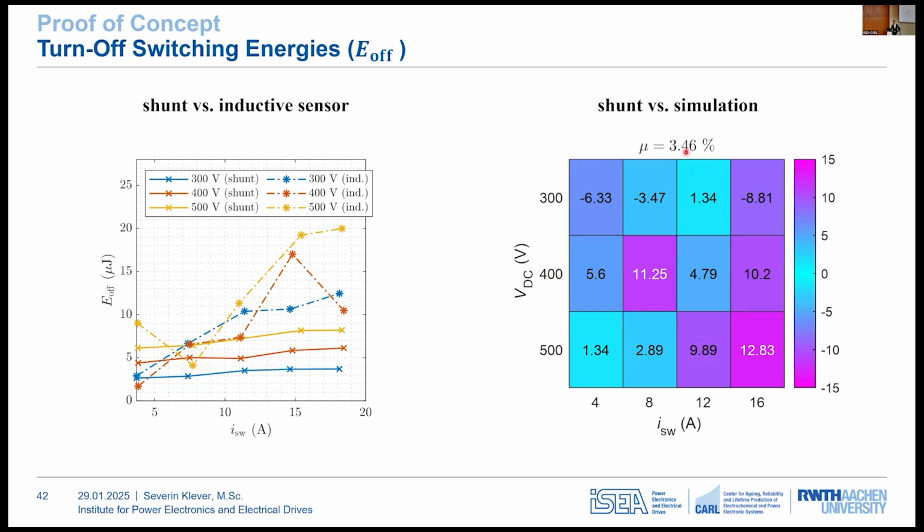The error between the shunt and the simulation is in the same region as for the turn-on, on average 3.4%. But this time, the greatest error is observed at high current values. However, this is still a good result because the turn-off energy is about 10 times smaller than the turn-on energy, so errors in the turn-off energy contribute less to the total error. Overall, the shunt proves to be very reliable and is therefore the preferred device for characterizing fast switching devices.